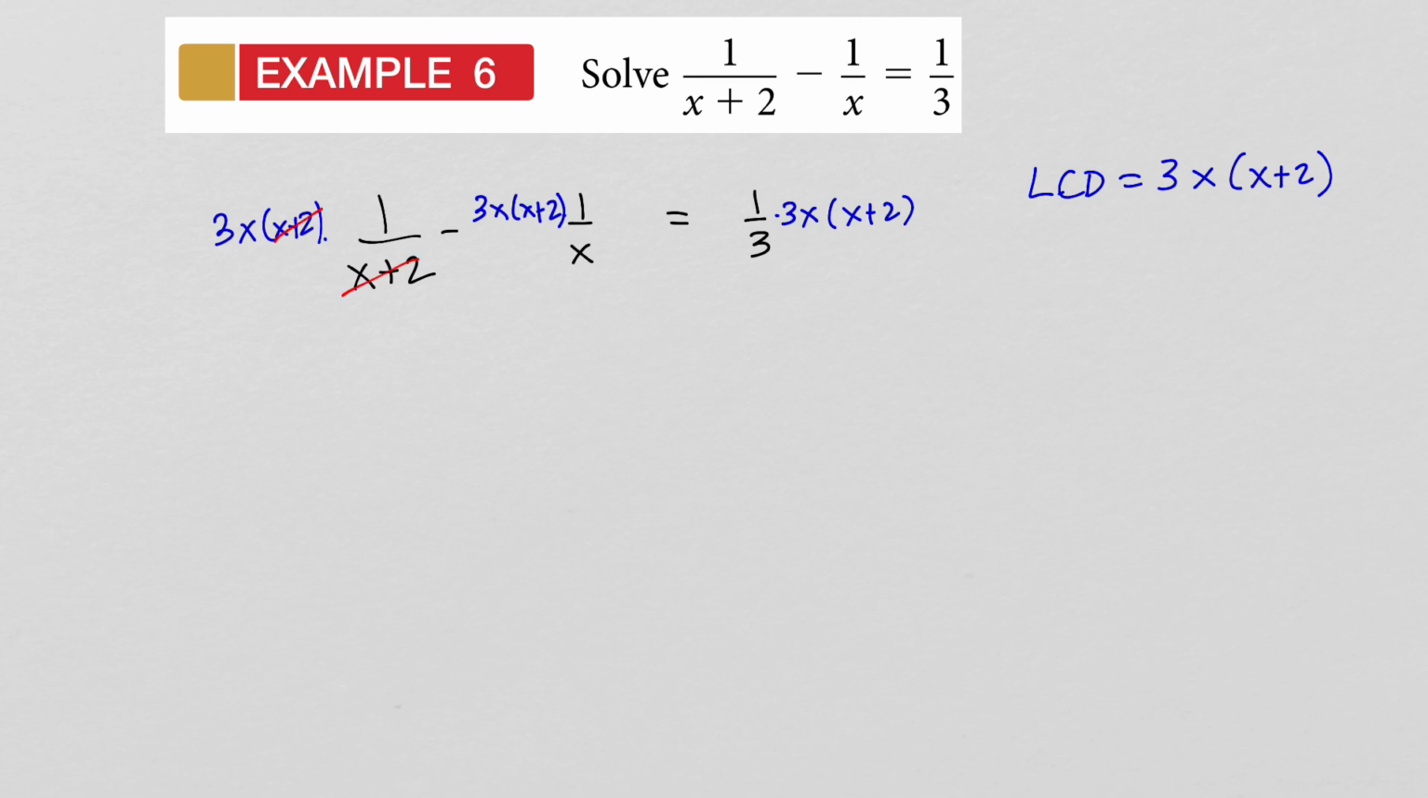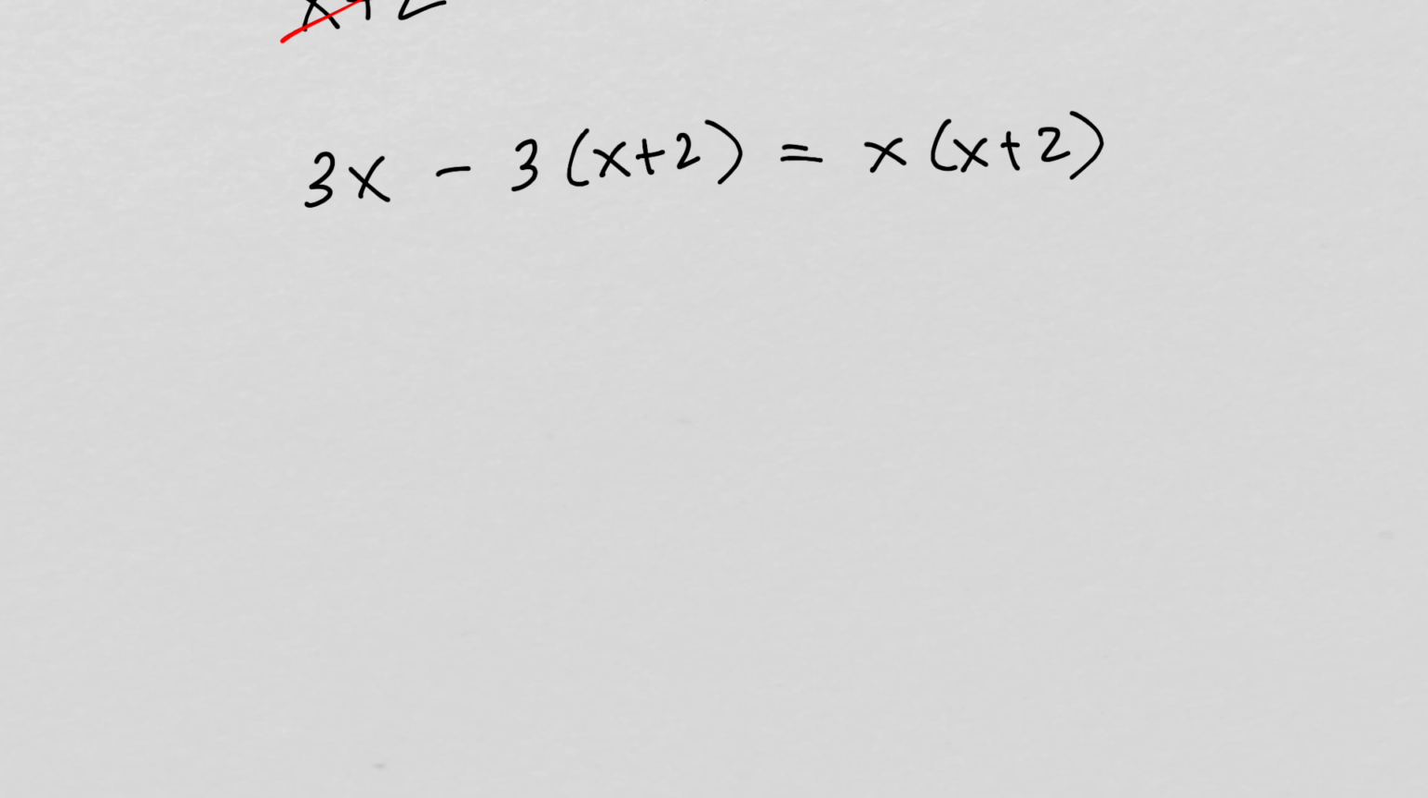So x plus 2 cancels out, and we have 3x times 1, which is 3x, minus. Then we have the x cancels out here, and we have 3 times x plus 2 times 1, so that's going to be minus 3 times x plus 2 equals, on the other side, the 3's cancel out, and we have x times x plus 2. All right, so now the denominators are gone. Now we just have to focus in and solve the remaining equations.